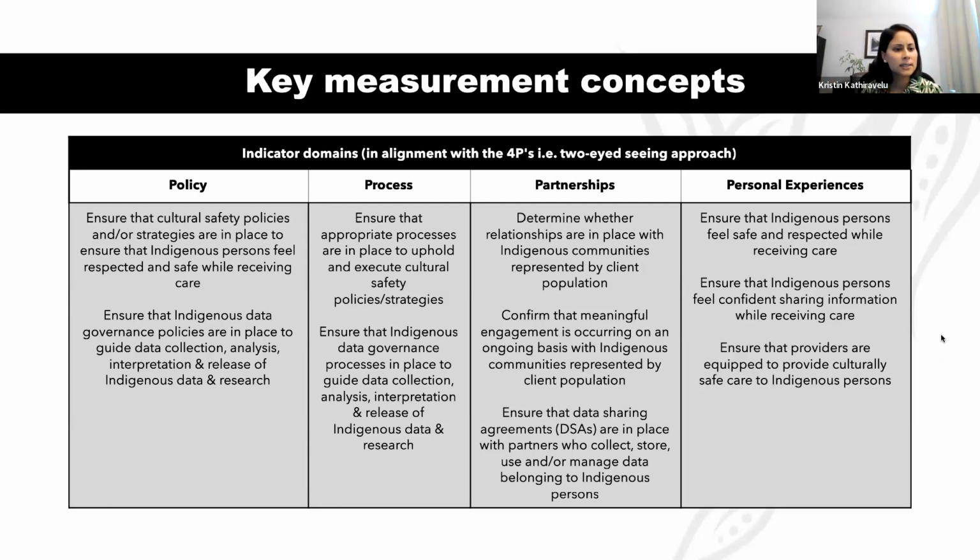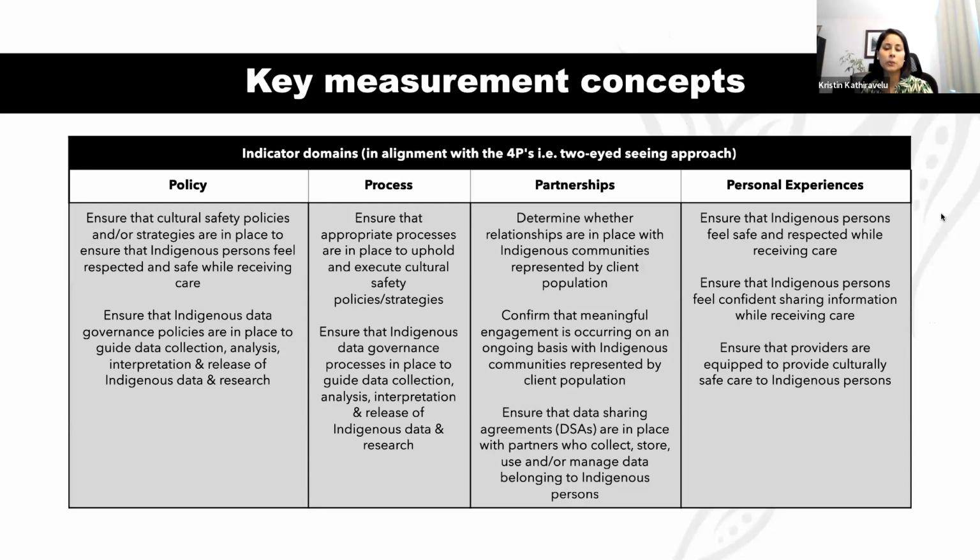So I'll go into this just a little bit, but the policy indicators, again, this is all going to be circulated, so I don't want you to get too bogged down with details. Ensuring that policies are in place and ensuring that all the components are in place for guiding data collection, analysis, interpretation, and release of Indigenous data and research. Process indicators speak to the same types of concepts. So whether there's an actual process in place to do exactly the same thing as the policy indicators.